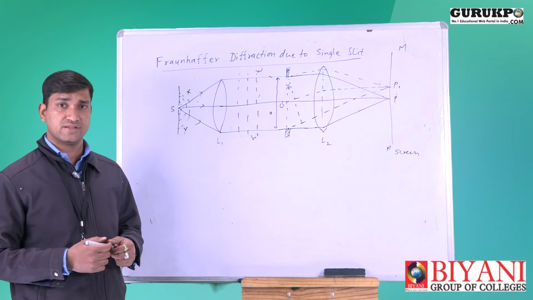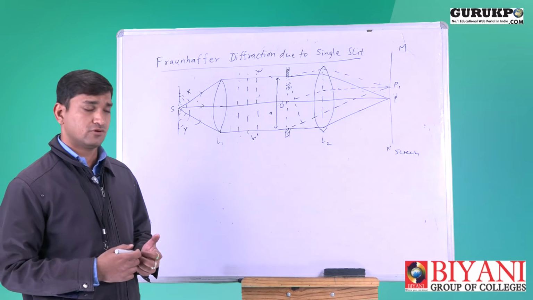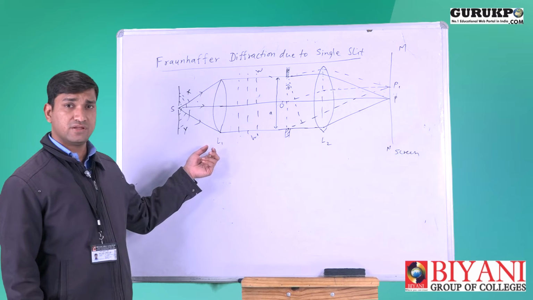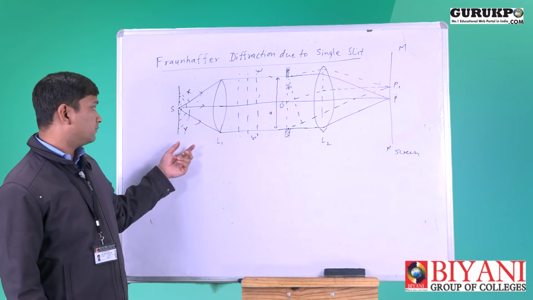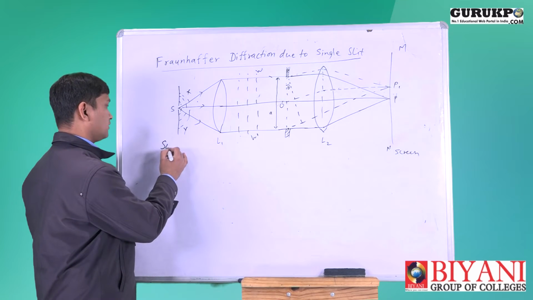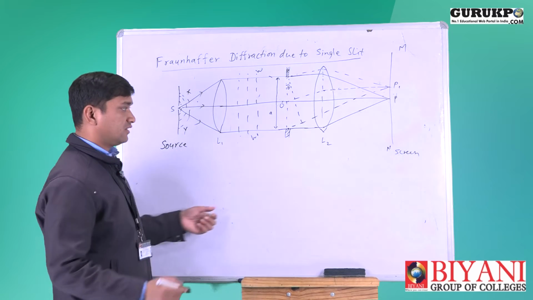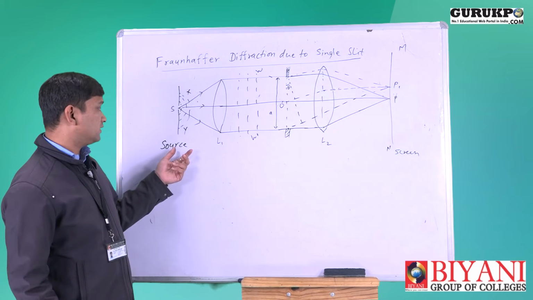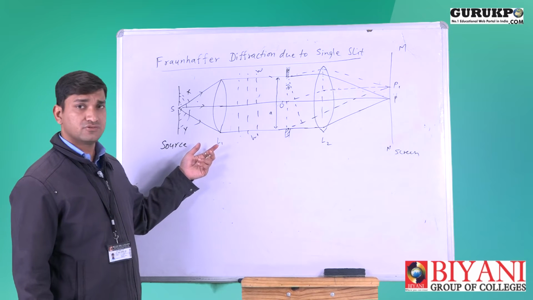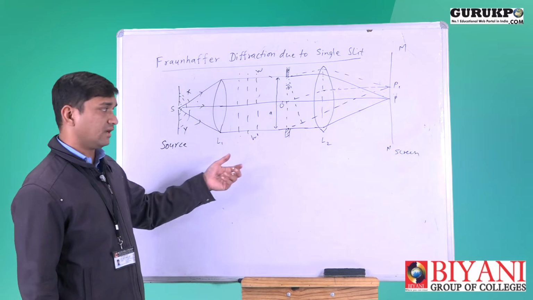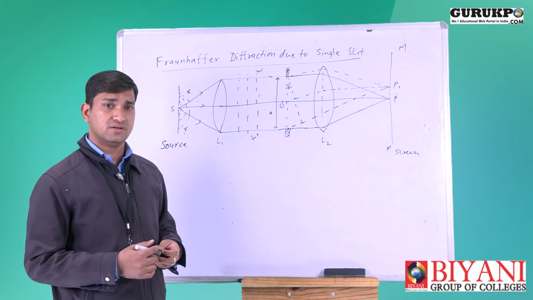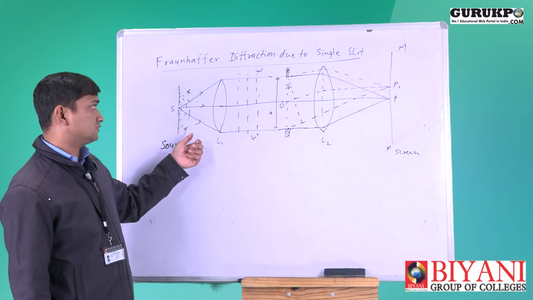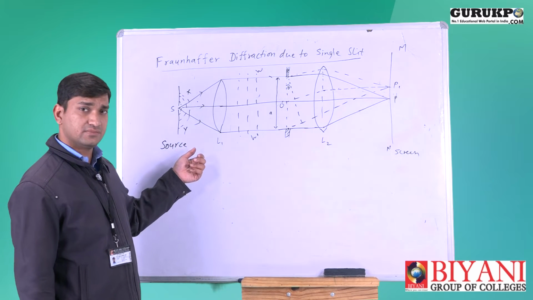Today I am presenting the Fraunhofer diffraction due to single slit experiment. As we know, Fraunhofer diffraction occurs when the distance of the source and the screen is infinite. So here the distance will be infinite, so we use the lenses L1 and L2 to focus the diffraction pattern. First we see the experimental arrangement.